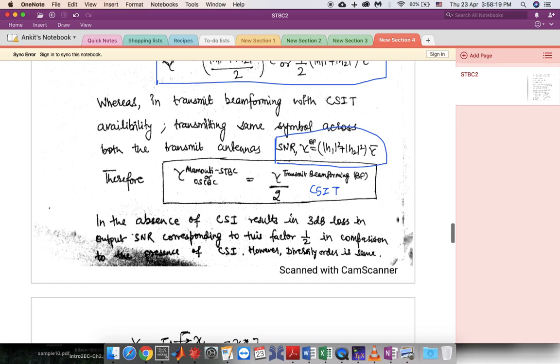Or you can say that if we don't have the channel state information at the transmitter, and we want to attain the full diversity, we will employ Alamouti STBC, and it will cost us 3 dB. However, it provides the full diversity, which is equivalent to the transmit beamforming.